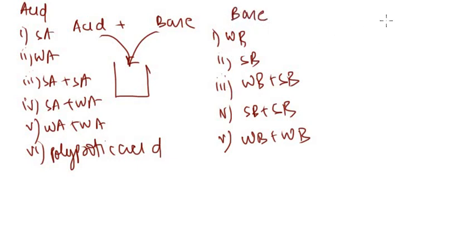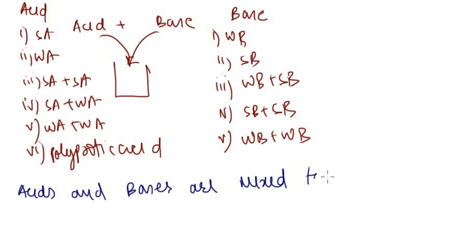But when we start mixing them, I have told you, we have to see all the possibilities. All could be the possibility whenever we are mixing an acid with a base. So what are the possibilities there? First of all, strong acid and weak acid. So when acids and bases are mixed together, what will happen?